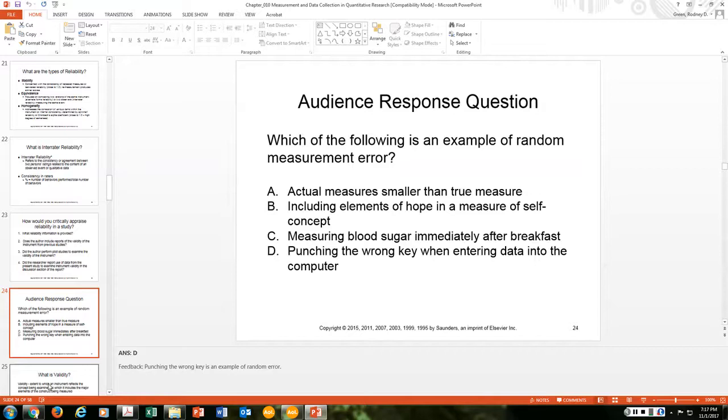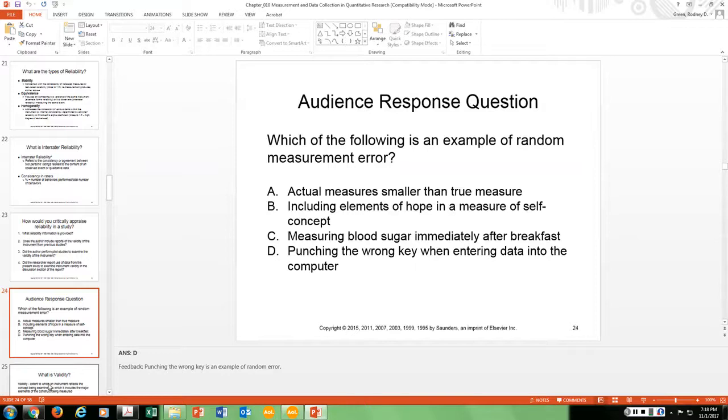Here's another question for you. Which of the following is an example of random measurement error? Actual measures smaller than true measure, including elements of hope in a measure of self-concept, measuring blood sugar immediately after breakfast, or D, punching the wrong key when entering data into the computer.